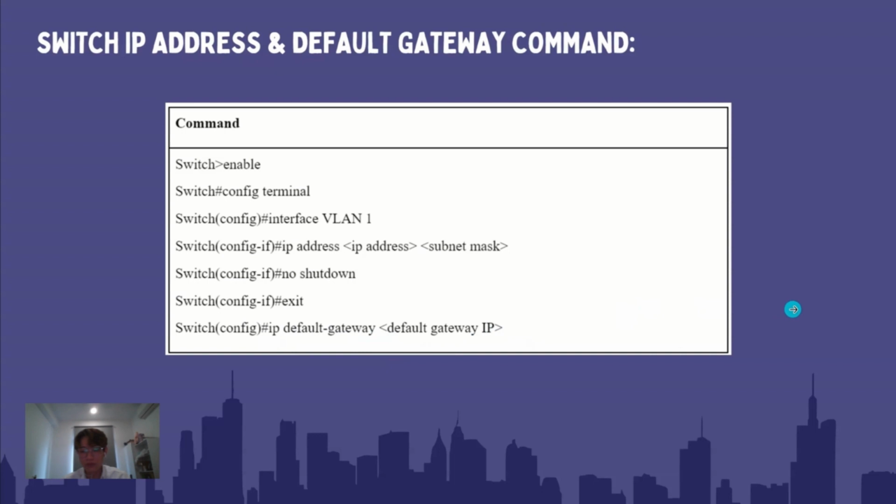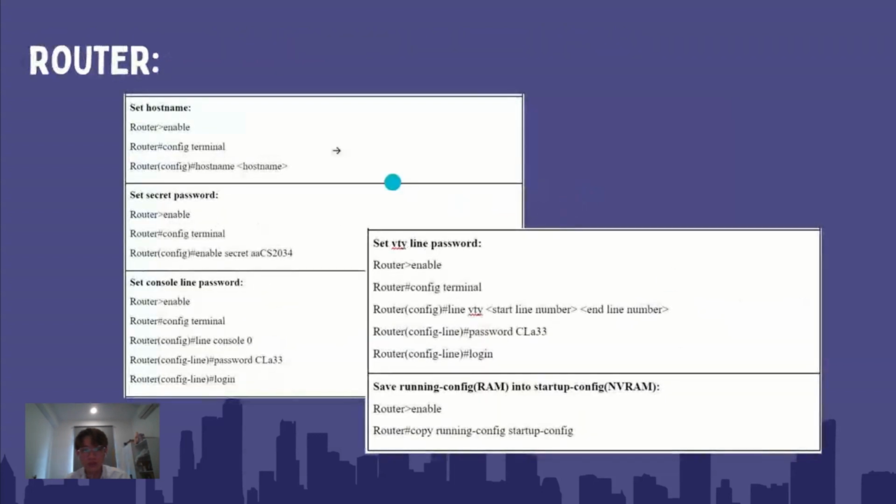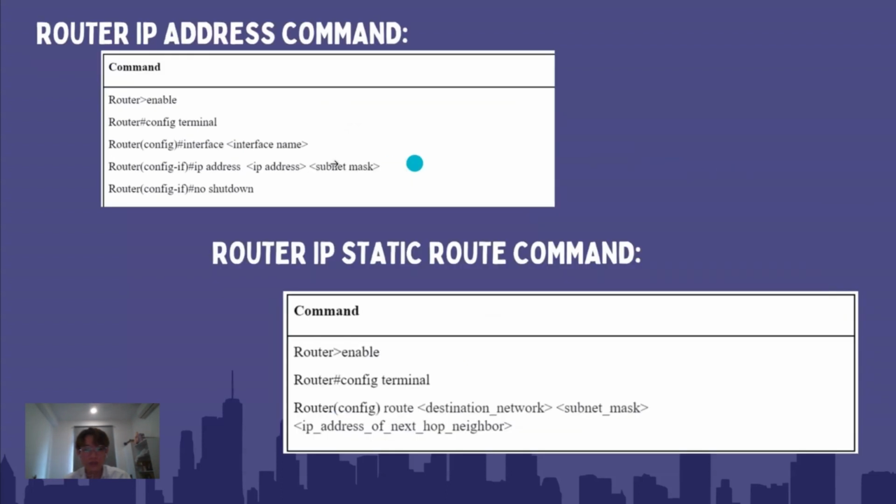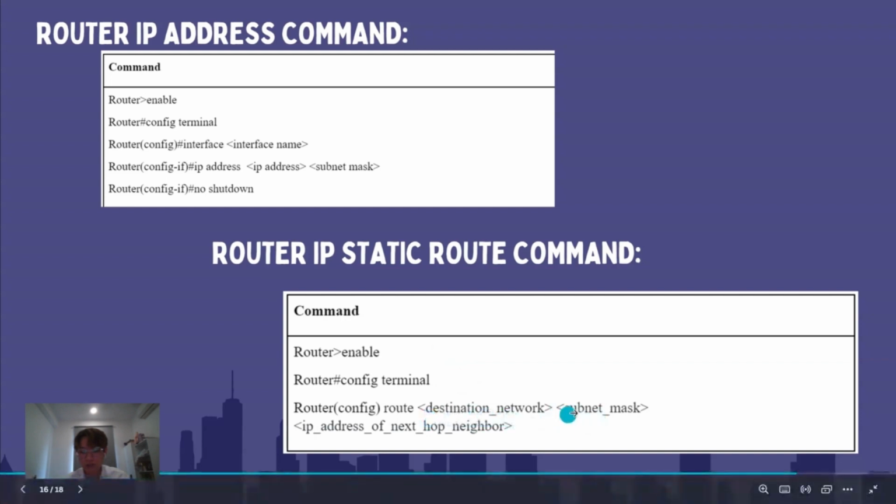Then we will be moving on to the router. The router is the same. They're sharing the same five commands, so these are the same as the previous ones. For the router, we will be using this static route command. So these are the commands. We will need the destination network, subnet mask, and IP address of the next hop neighbor.